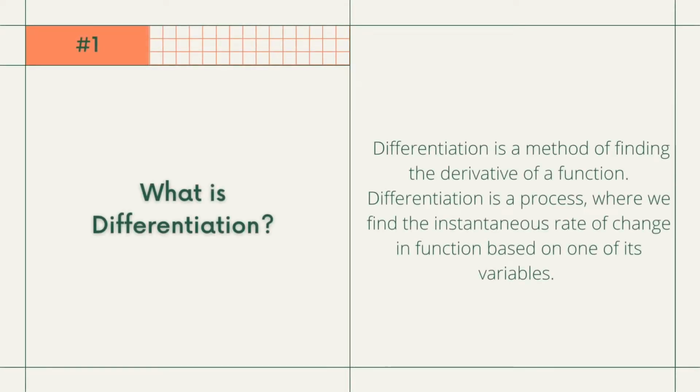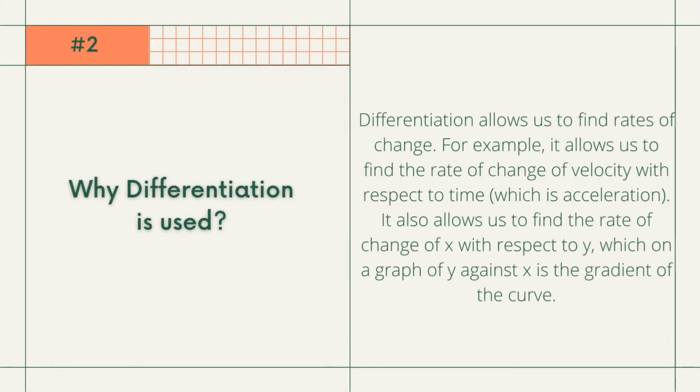What is differentiation? Differentiation is a method of finding the derivative of a function. It is a process where we find the instantaneous rate of change in a function based on one of its variables. Why is differentiation used? Differentiation allows us to find rates of change. For example, it allows us to find the rate of change of velocity with respect to time, which is acceleration. It also allows us to find the rate of change of x with respect to y, which on a graph of y against x is the gradient of the curve.